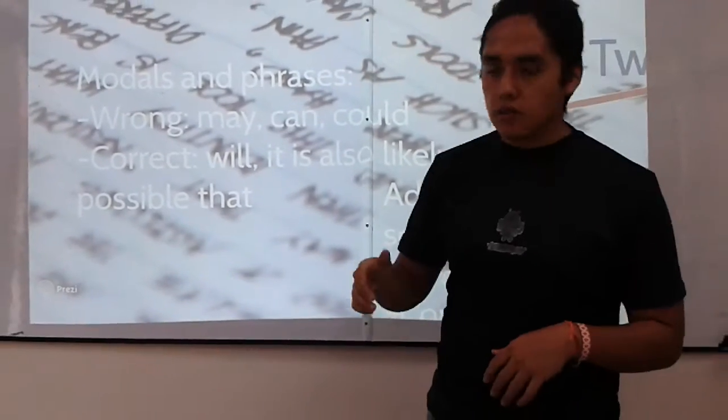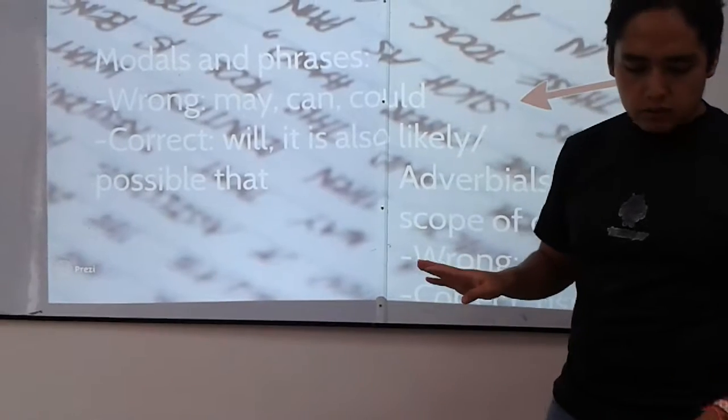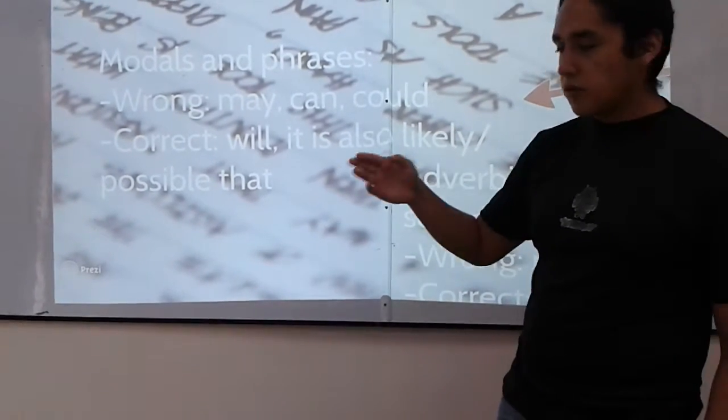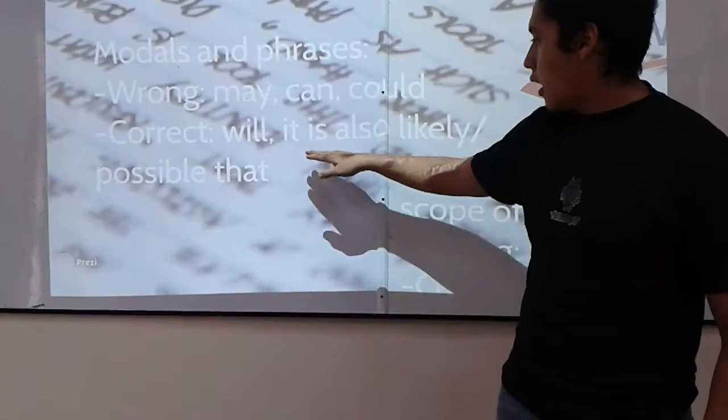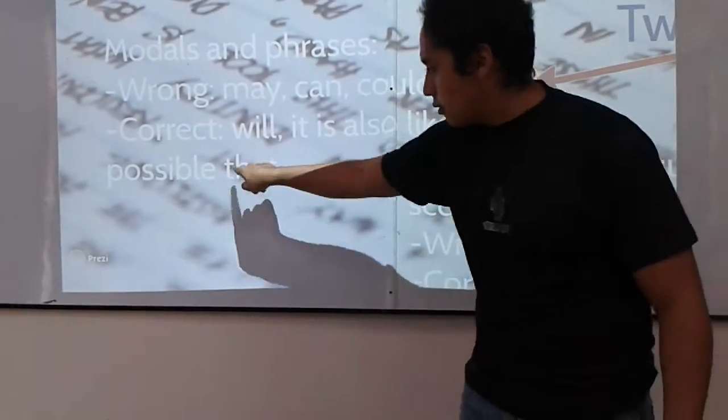Then we have some modal phrases. May, can, could are wrong. And something correct is will, and it is also likely that, or it is also possible that.